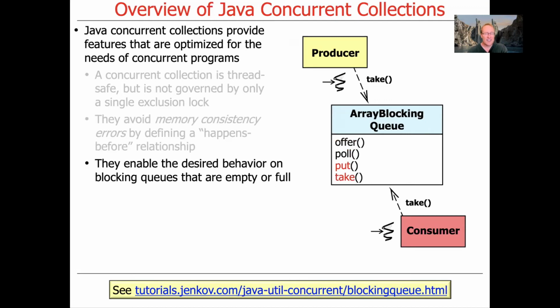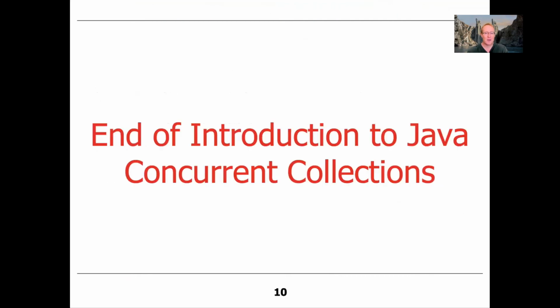The other thing that some of the concurrent collections do that goes above and beyond just the simple concept of happens-before relationships is they also enable the desired behavior on blocking queues that happen to be empty or full. And so as you can see here, when you do a put on a full queue, it'll block till it's not full. When you try to remove something or do a take on an empty queue, that call will block till it's not empty. And of course, there are timed versions of this stuff too, but we're focusing here just on the concept of synchronization.